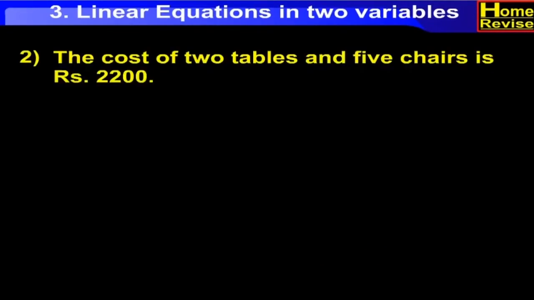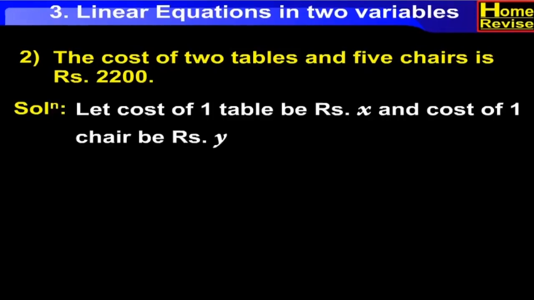The cost of 2 tables and 5 chairs is rupees 2,200. Solution. Let the cost of 1 table be rupees X and the cost of 1 chair be rupees Y. Then 2x plus 5y is equal to 2,200.